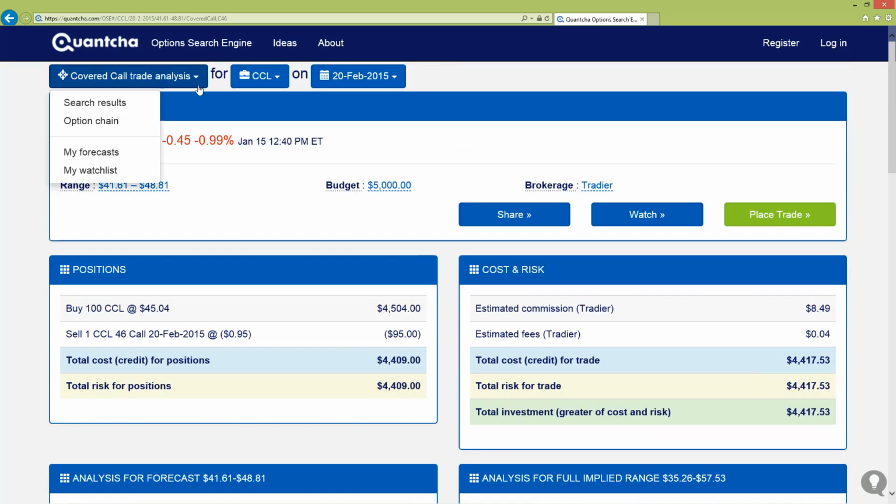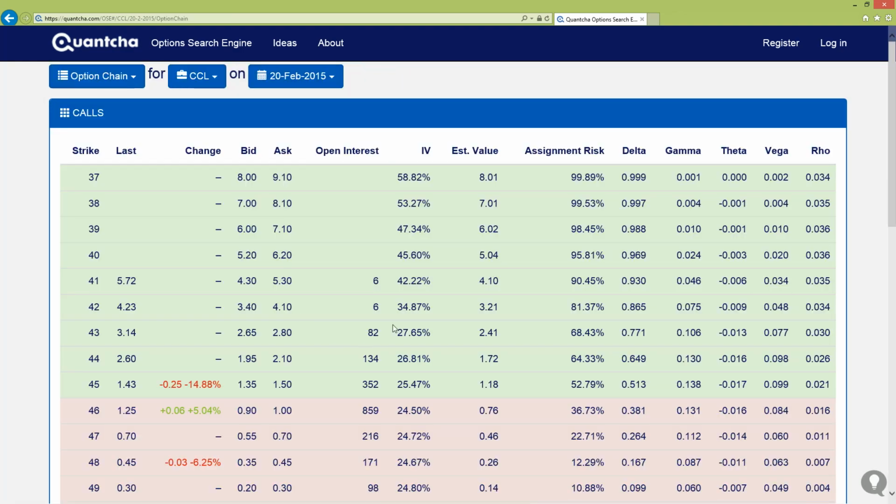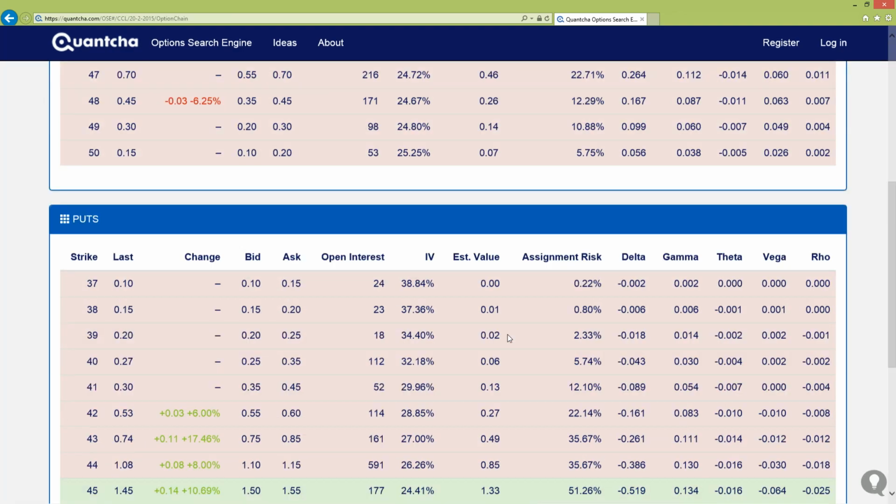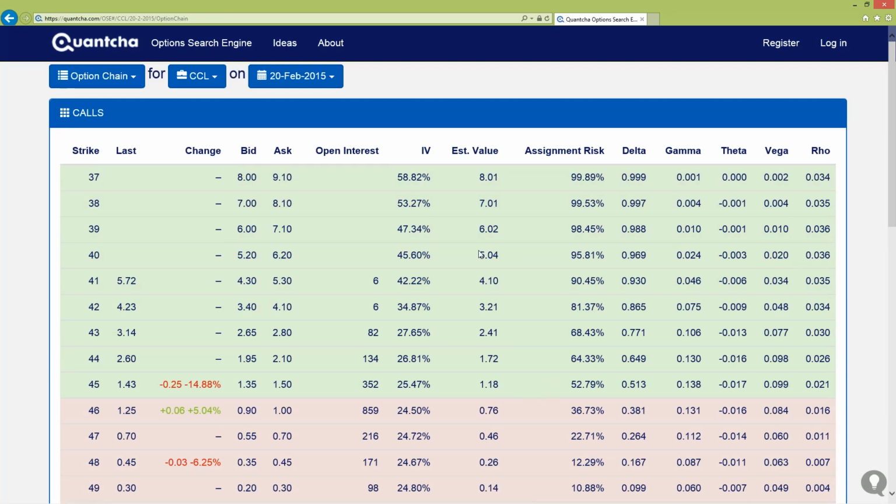If you wanted to dive into the option chain, you'd be able to come in and see details about where the calls and the puts are right now, the implied volatility, the estimated value of what the option should be based on our pricing technique, the assignment risks, and some of the other Greek information in a raw form.